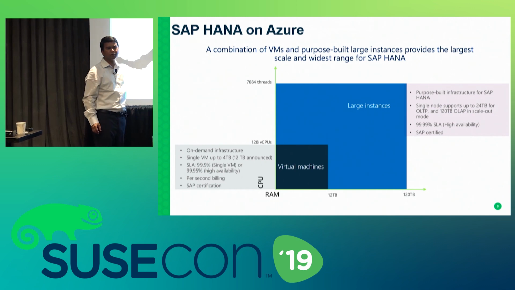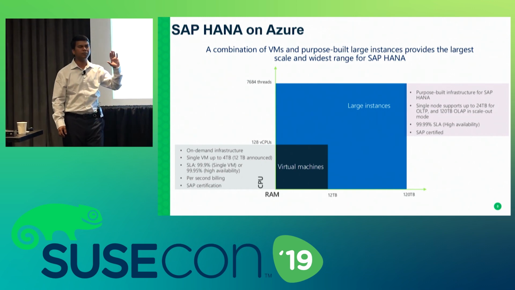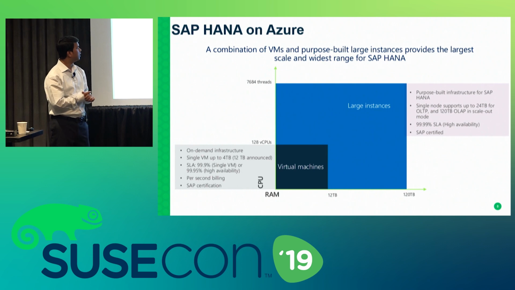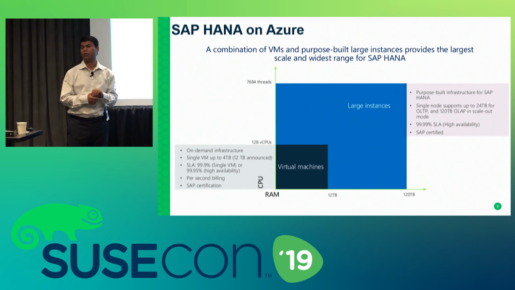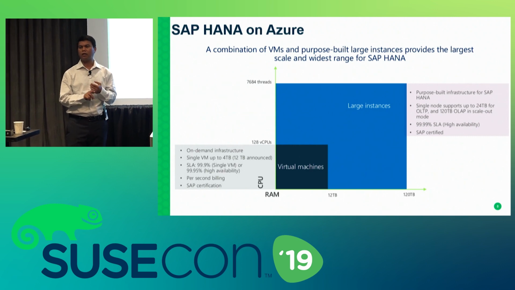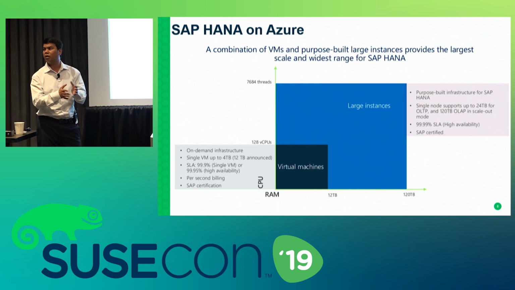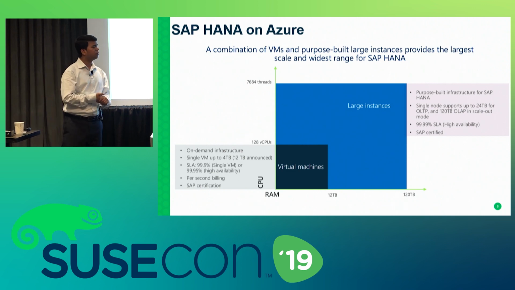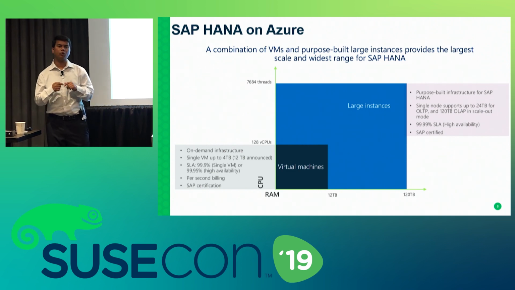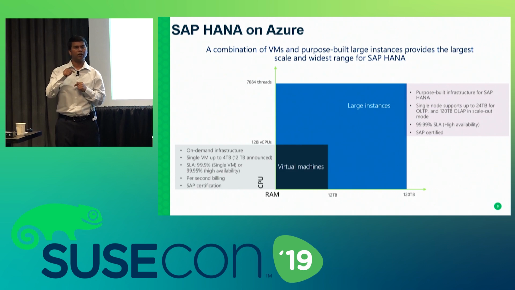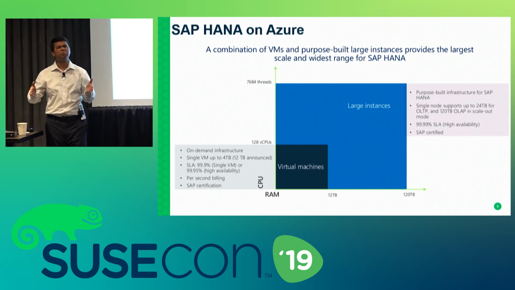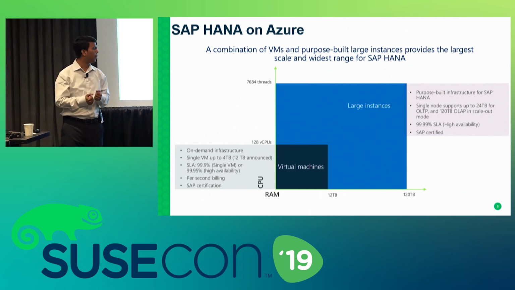If we talk from the bare metal perspective, or the HANA large instances perspective, these are purpose-built machines only for the HANA workload. So you just can't run your SQL or Oracle workload as of now. You can only run the HANA workload there. The machines are very powerful, so they can scale up to 24 terabyte and scale out up to 120 terabyte. So they're massive machines, right?